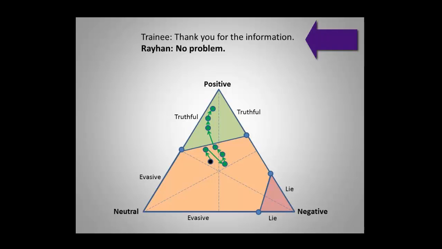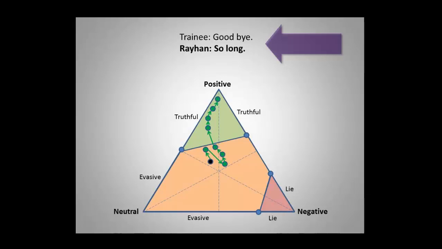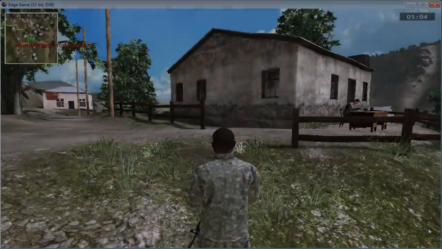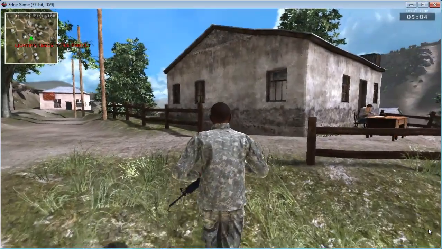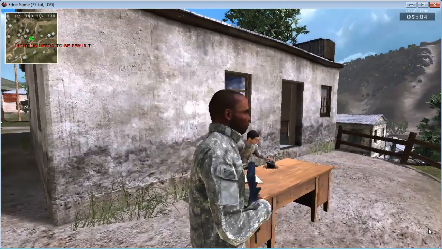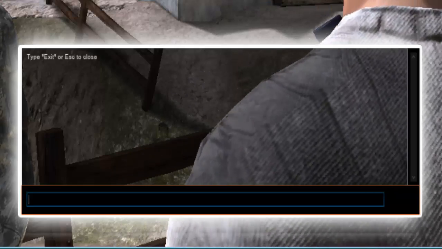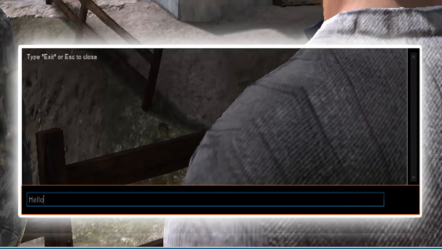The trainee ends the conversation politely, ensuring that if he comes to speak with this ABA again, his rapport will be intact. Now let's see what would have happened if we continued without building the proper rapport. Okay, now we'll try having a different conversation with the same exact character. We'll start off the same way.